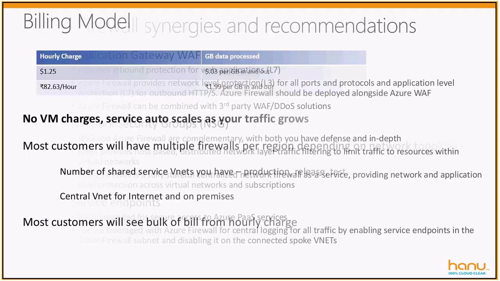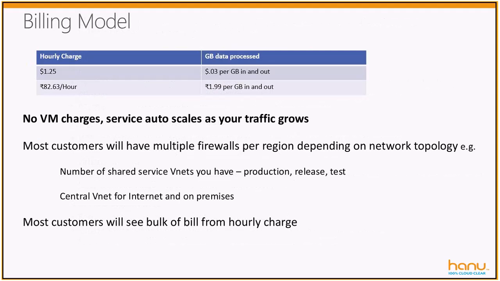Okay, so this is the billing model provided by Microsoft. If you create an Azure Firewall, it will cost you in Indian rupees 82 rupees 63 paise, and 1.99 rupees per GB of inbound or outbound traffic.